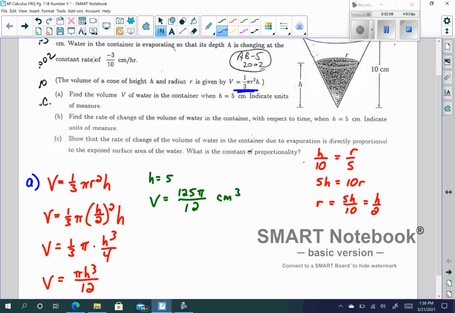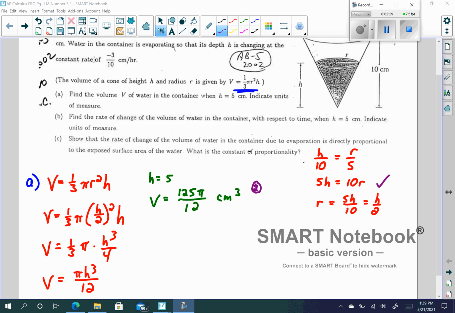All right, so you get 1 point for finding this. Now throughout either the first part here or in part B, you also get 1 point for replacing the r with the h over 2. So technically we'll say right now, because we did this step over here, that's 2 points.